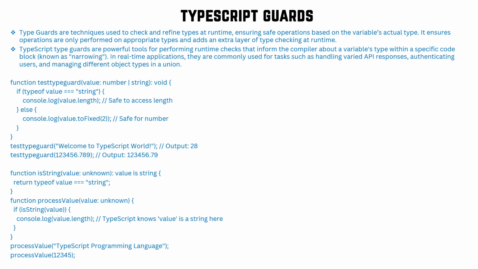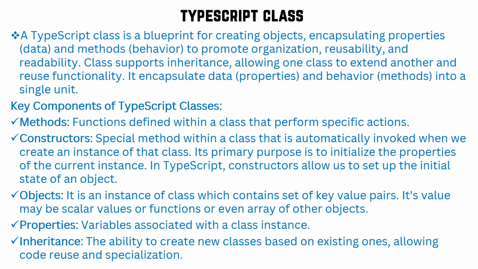Then we have the guards. Type guards are an important technique used to check and refine types at runtime, ensuring safe operation based on the variable's actual type. It ensures operations are only performed on appropriate types and adds an extra layer of type checking during runtime. Because types mostly have a check at compile time, but using the guard functionality, you can check at runtime as well.